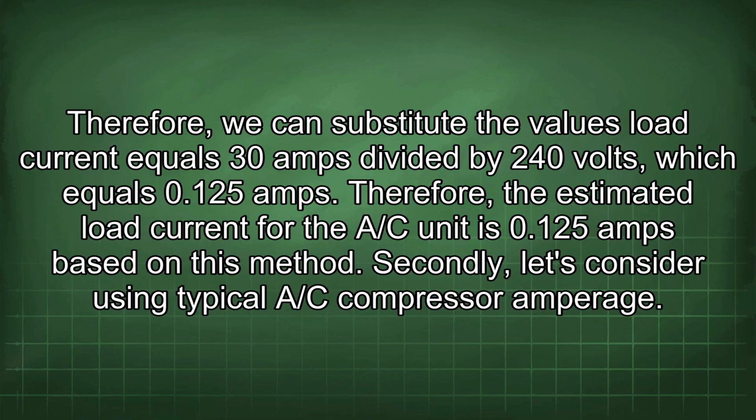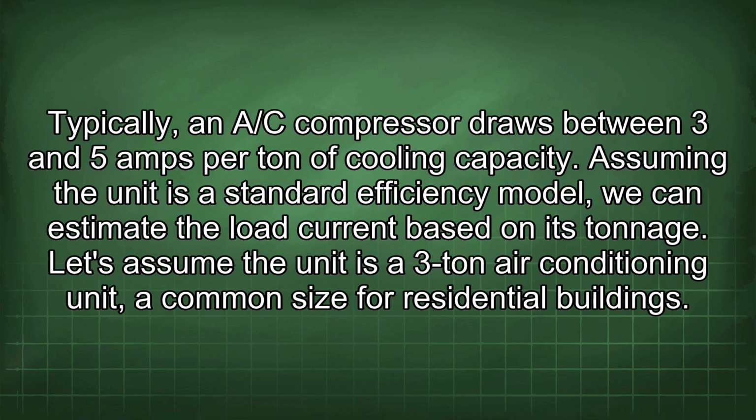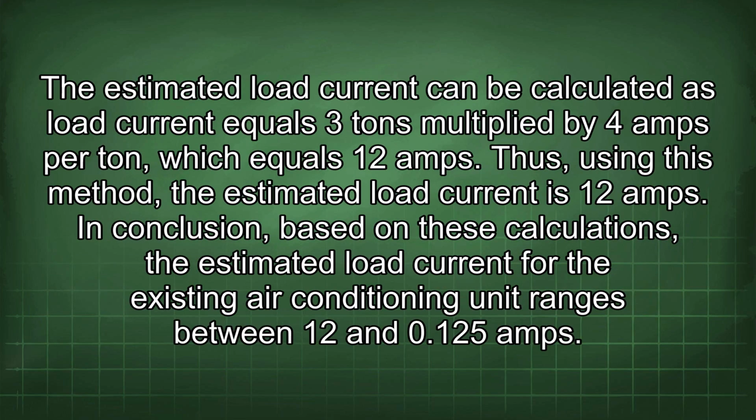Secondly, let's consider using typical A/C compressor amperage. Typically, an A/C compressor draws between 3 and 5 amps per ton of cooling capacity. Assuming the unit is a standard efficiency model, we can estimate the load current based on its tonnage. Let's assume the unit is a 3-ton air conditioning unit, a common size for residential buildings. The estimated load current can be calculated as load current equals 3 tons multiplied by 4 amps per ton, which equals 12 amps. Thus, using this method, the estimated load current is 12 amps.